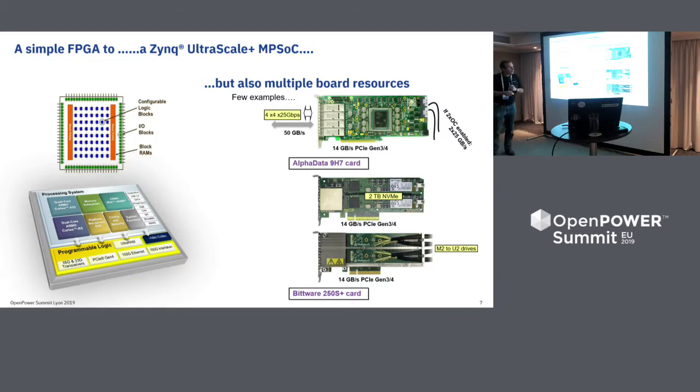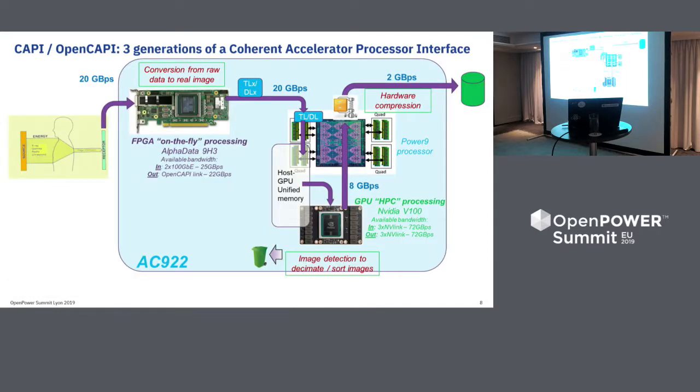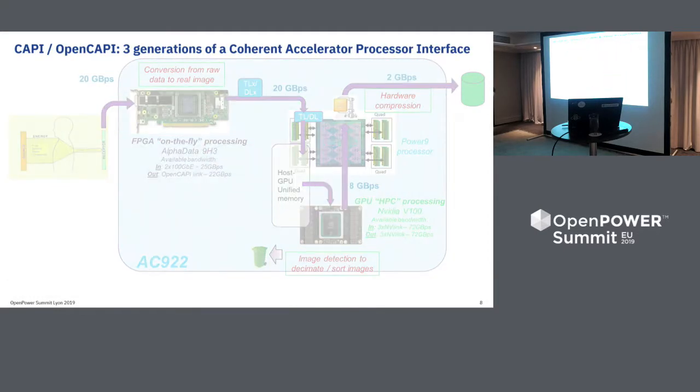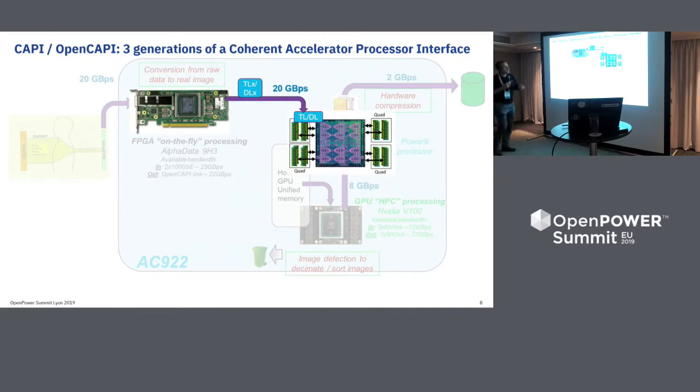Okay, so depending on if you take a card using the PCI Express Gen 3 or Gen 4, you will have 14 gigabytes per second. If you use the OpenCAPI links, you have much more than that. Okay, so let's try to focus a little bit more on going through the flow.